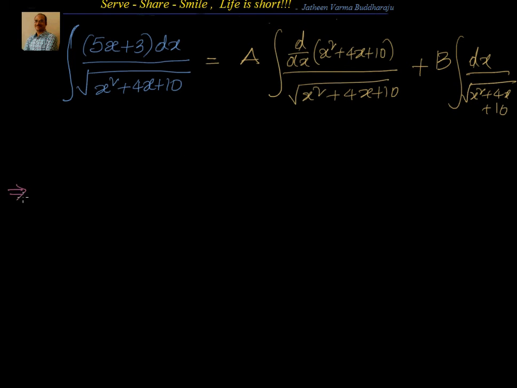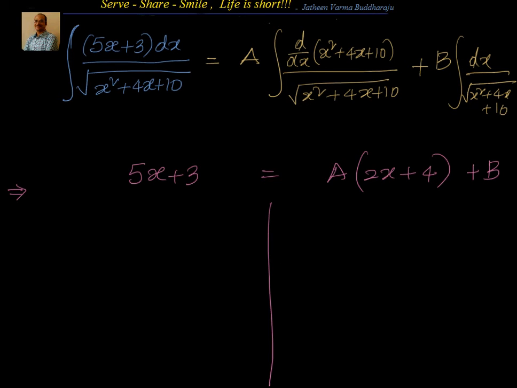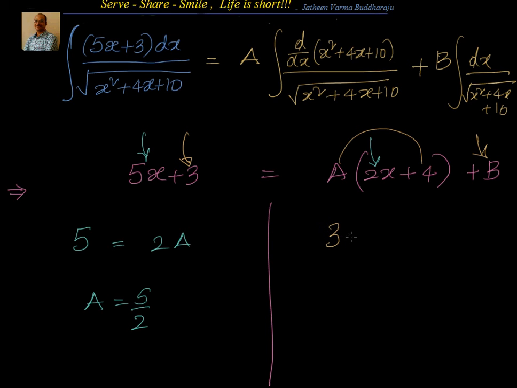Now we'll go to the next step. First we have to find out the values of a and b. So let's write it down. 5x plus 3 is equal to a into derivative of x square plus 4x, which is 2x plus 4, plus b. We will equate the terms. First we'll equate the x terms. X term equate, we get 5 equal to 2a, or a equal to 5 by 2. The next equation, we will compare the constant terms, a into 4 and the b here. So we'll have 3 equal to 4a plus b.